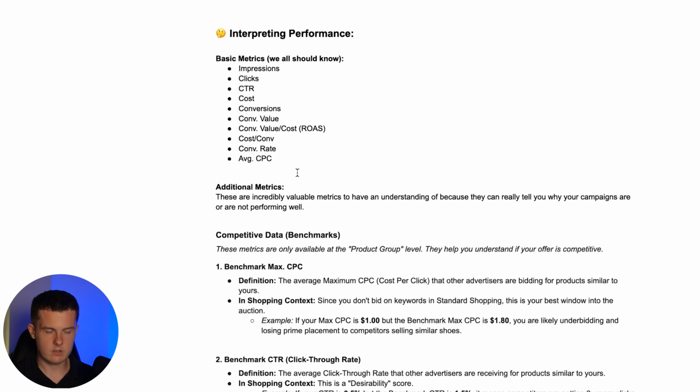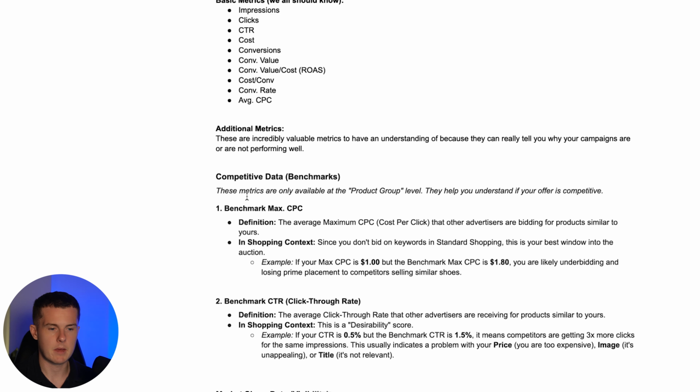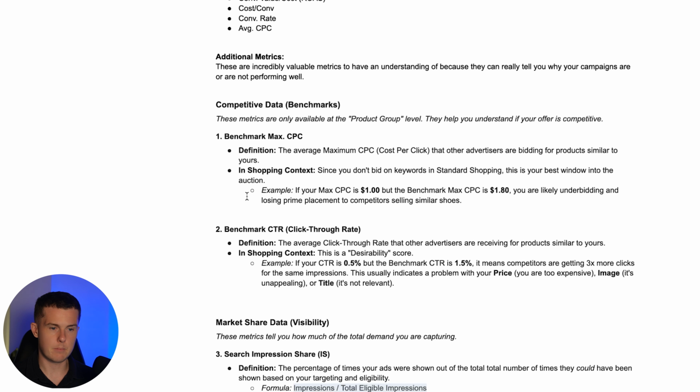So the basic metrics we all should know, I'm not going to run through them all, but the obvious ones are your click metrics, your performance metrics, etc. But it's actually the additional metrics inside shopping that are the ones that are going to make the biggest difference for you when it comes to actually optimizing your campaigns. So I have them broken into kind of benchmarks and then visibility metrics, and we'll go through them now.